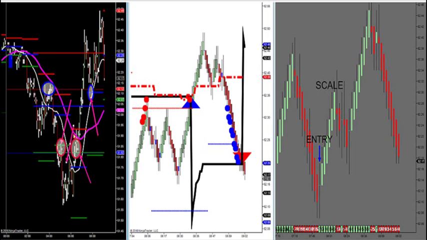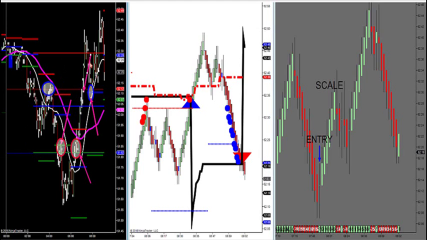Now, look what happens when we get back inside of the control point, long-term control here. Even though the trend is down, I get back inside the control. It rotates back and retests the control. I get positive market delta and the market explodes back up.